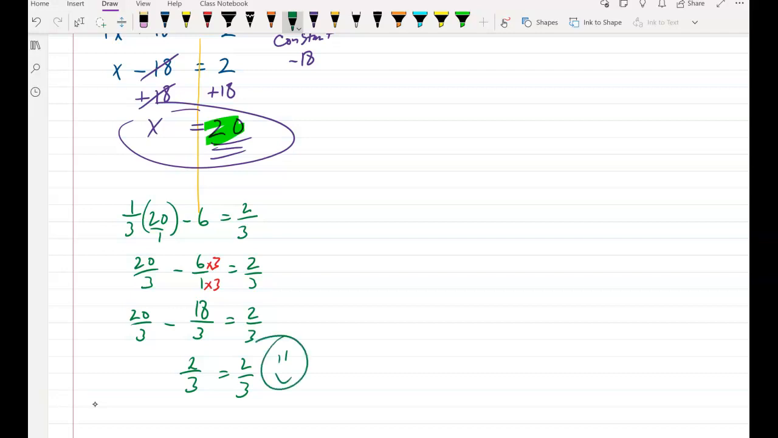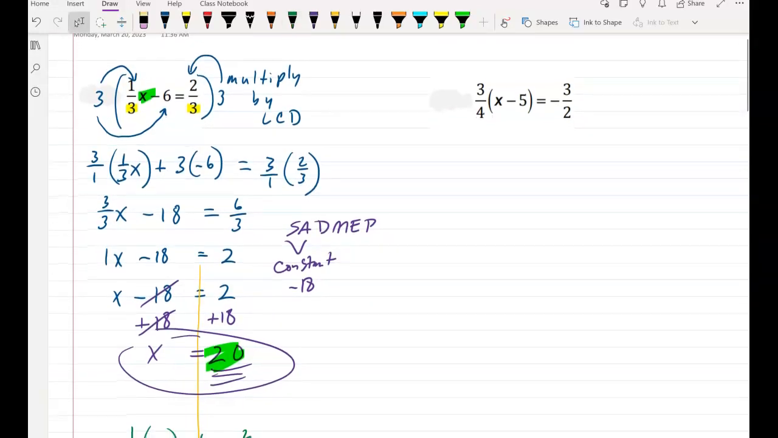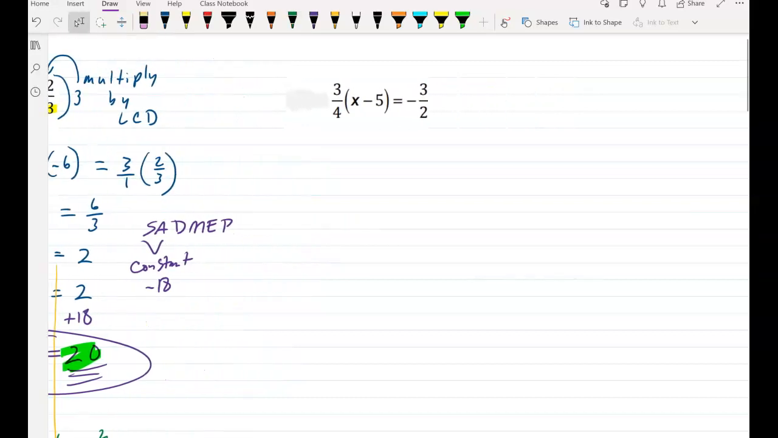Okay? So we did it. We solved an equation by getting rid of the fraction by multiplying by the least common denominator in the fraction. So let's take a look at another example. Here we have 3/4 multiplied by x minus 5 equals negative 3/2. Now this one's kind of tricky because you see that 3/4 is being multiplied by x minus 5. Okay, so that means that this whole piece is one term. Because it's all being multiplied together. A term are things that are being multiplied together, and so this is all one term.